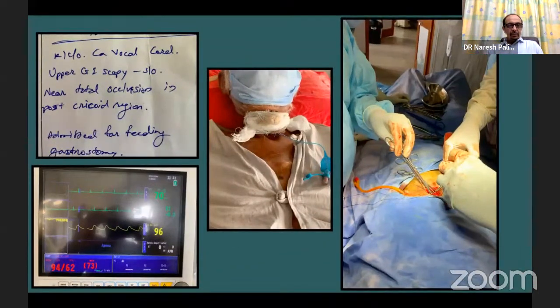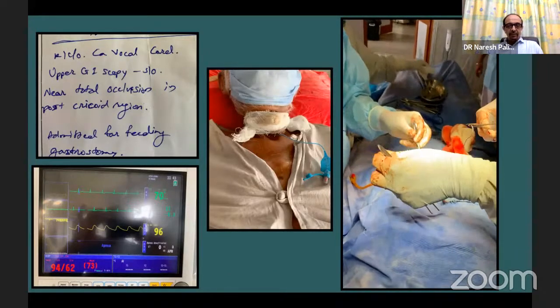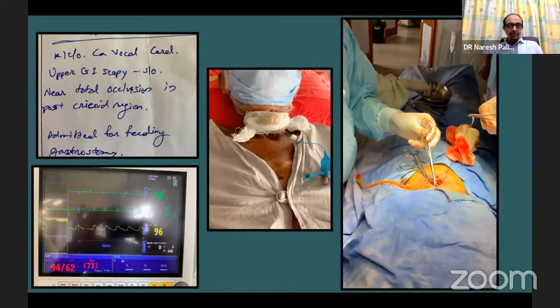This was a known case of CA vocal cord. Upper GI showed signs of near total occlusion in the post-cricoid region. It was posted for feeding gastrostomy. Tracheostomy was already done. It was done with just 1.5 ml of the drug at T9-10 level.